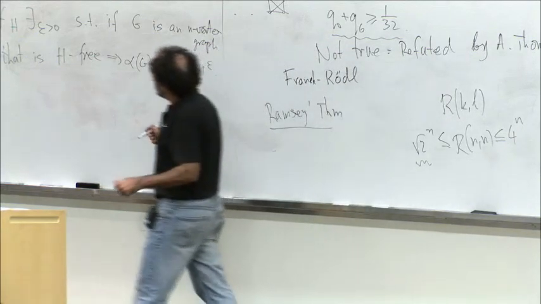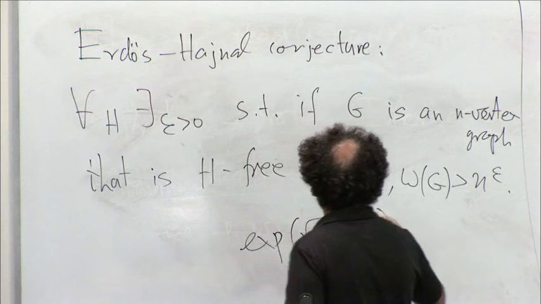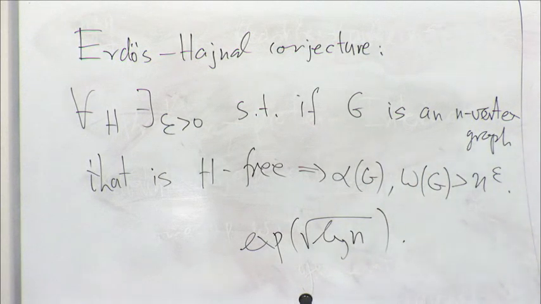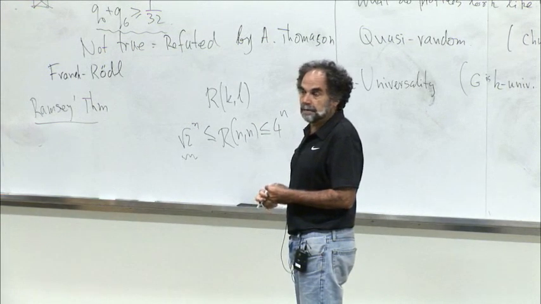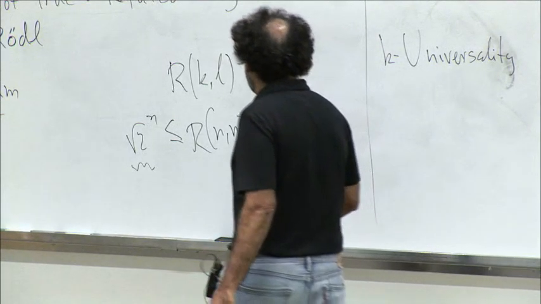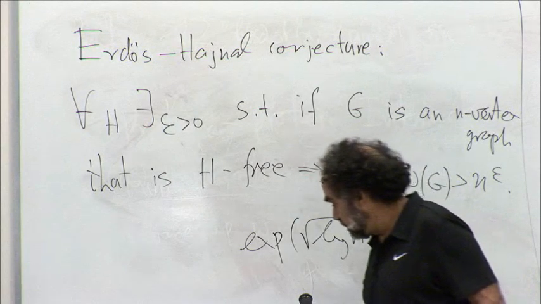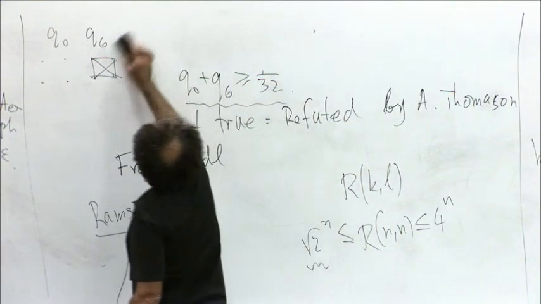In fact, in their paper, they prove exponential in root log n. So that is known. But n to a power is open. The first case, which is unknown, is H equals C5. We don't know how to prove this or refute this for C5. And just to give you a sense, I said that I will mention tournaments, so at least I should mention them once.